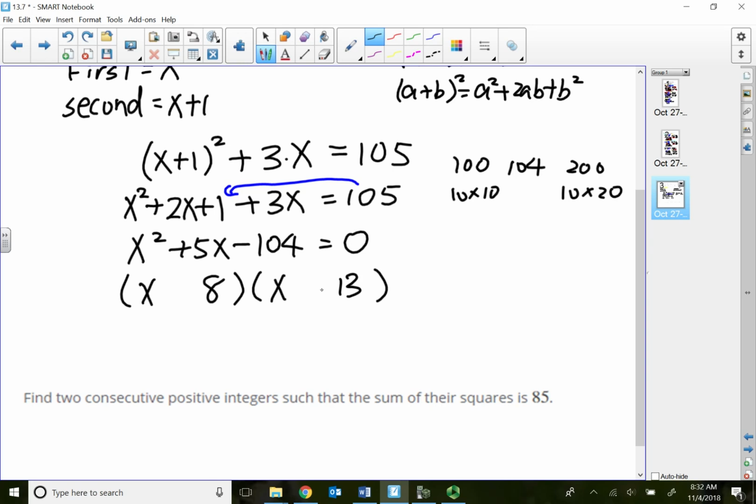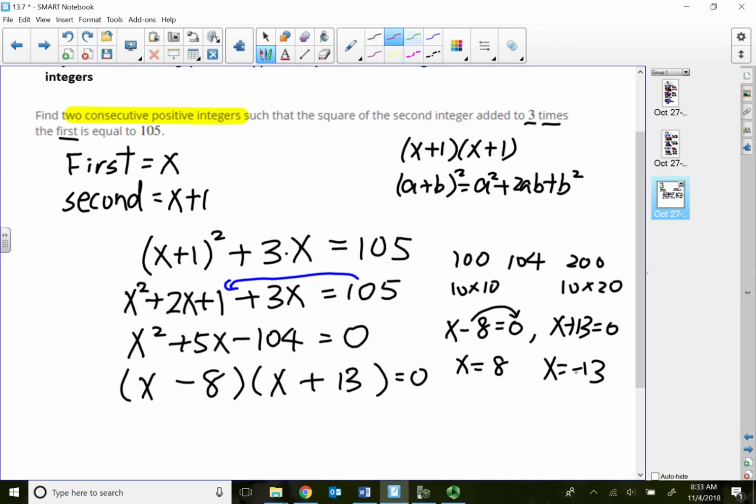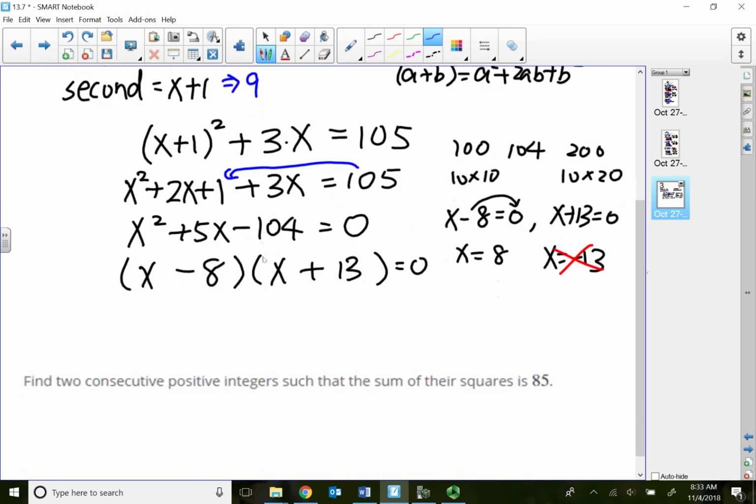My outer is 13, my inner is 8. Since the last sign is negative, one positive, one negative. So to end up with positive 5 in the middle, I need positive 13 on the outer, negative 8 in the inner. Once I've factored it, set each factor equal to 0. One of my answers is positive 8. The other one is negative 13. Now the wording says positive integers, so I cannot use the negative 13 for an answer. My first integer has to be 8, my next integer has to be 9. So 8 and 9 will be my two consecutive positive integers.